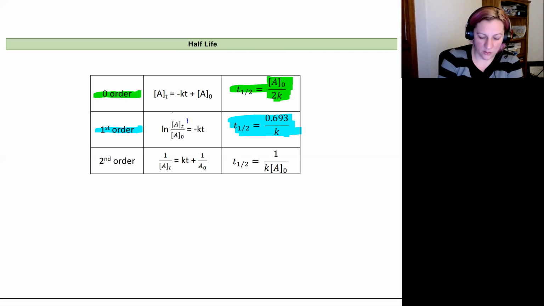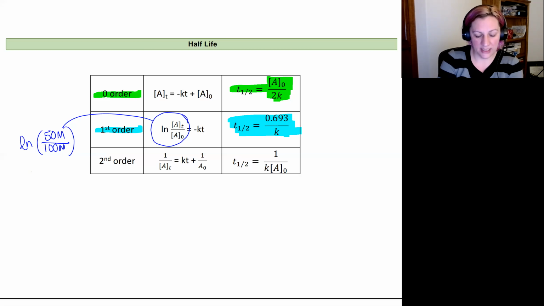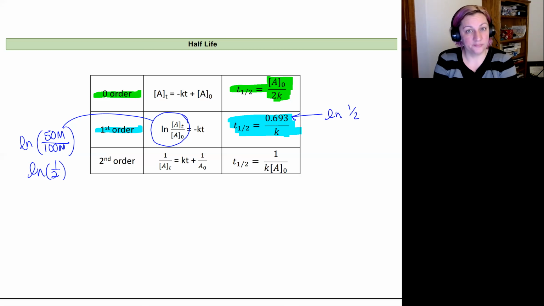And so we can think of this piece right here as being like, let's say I have 100 molar initially, and I'll be tracking how much time it takes to get to half of that, 50 molar. And so no matter what, since my concentration at time t is always going to be half of what it was initially, I'm always going to end up with the natural log of 1 divided by 2. And that's going to equal that 0.693. And then after that, I'm just dividing by k.